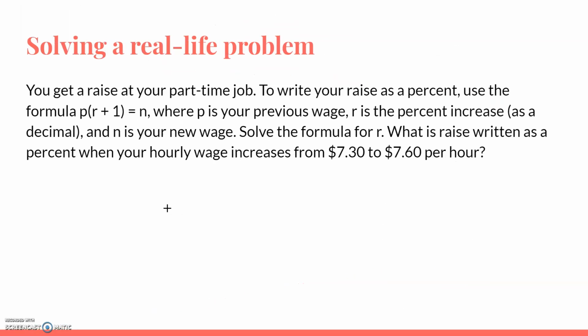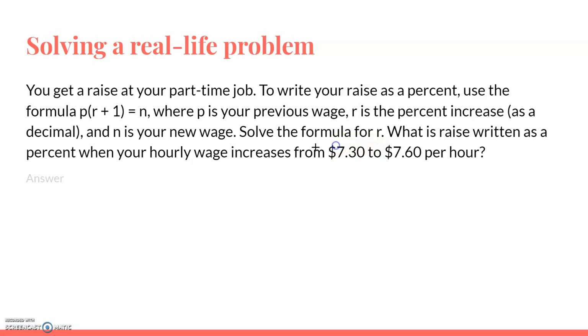Alright, so here's a real life problem for you guys to solve. You get a raise at your part-time job. To write your raise as a percent, use the formula P times the quantity R plus 1 is equal to N, where P is your previous wage, R is the percent increase as a decimal, and N is your new wage. Solve the formula for R, and then write your raise as a percent when the hourly wage increases from $7.30 to $7.60 per hour. Pause the video, give it a try, and come back.